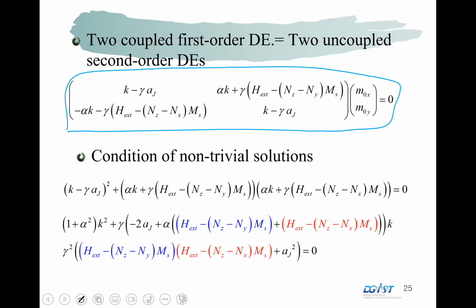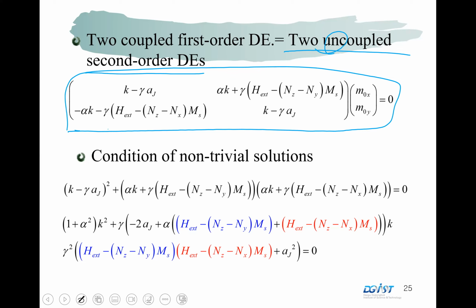Okay. So I believe all students in this room are very familiar with solving this kind of differential equations. Actually, this is two coupled first order differential equations, but mathematically you can change it to uncoupled second order differential equations. So we can represent mx as a function of my. Then it's only a second order differential equation for mx, and you can make another second order differential equation for my.